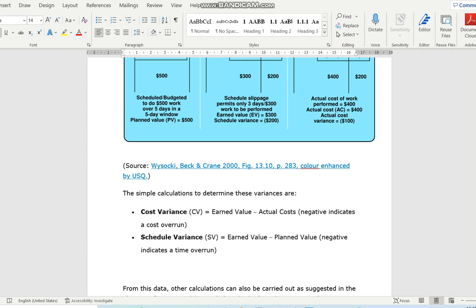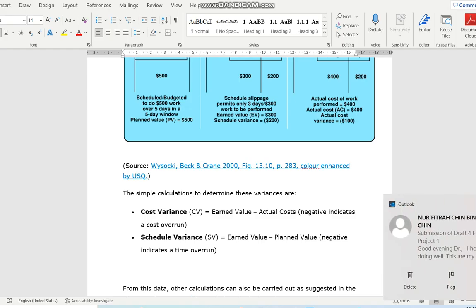Okay, to wrap it up, basically, earned value analysis, like I said, is a reporting tool. It's a way of reporting. And CV and SV, of course, when you report it, it's not the end of the world. You still need to look at many other factors as well.